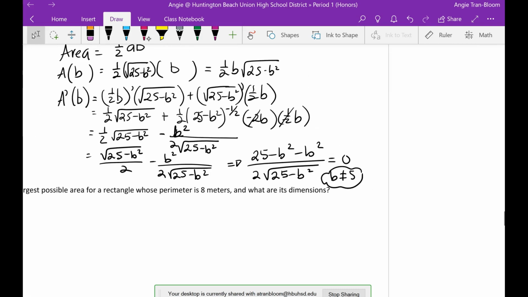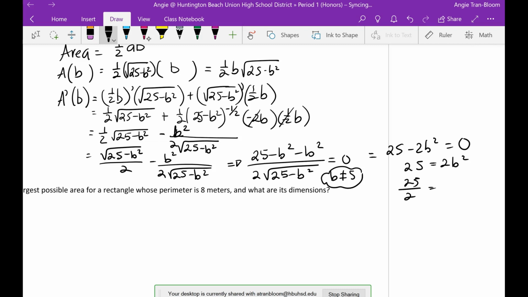Now let's solve for the top. Keep on going. This is really 25 minus 2b squared equals 0. That means it's 25 equals 2b squared. Divide both sides by 2. That's 25 over 2 equals b squared. We're about to take a root. Taking the square root means you should have plus or minus, but we are working with dimension, so it's just going to be 5 over rad 2. And no, you don't have to rationalize anymore unless it really helps you reduce.